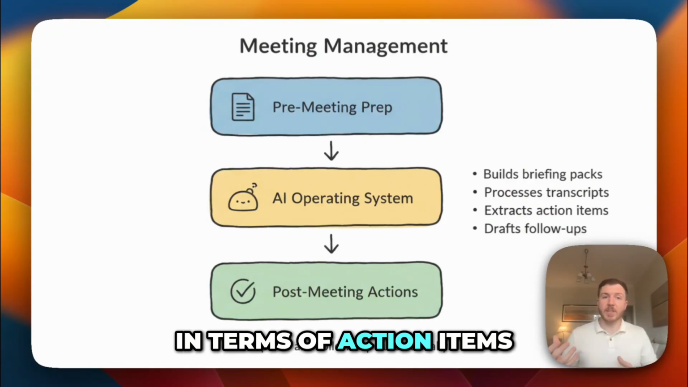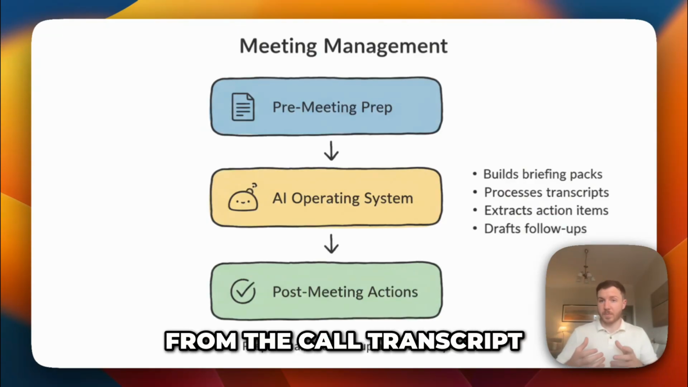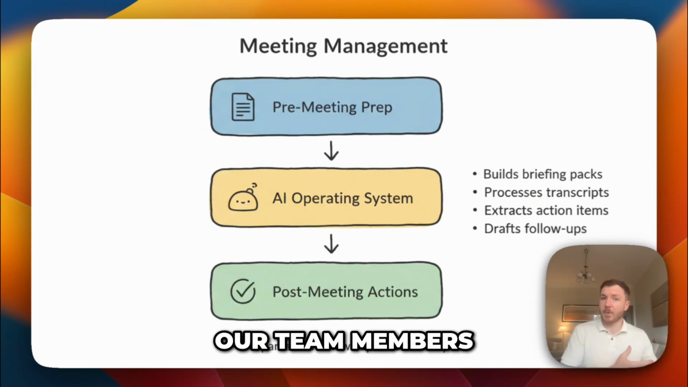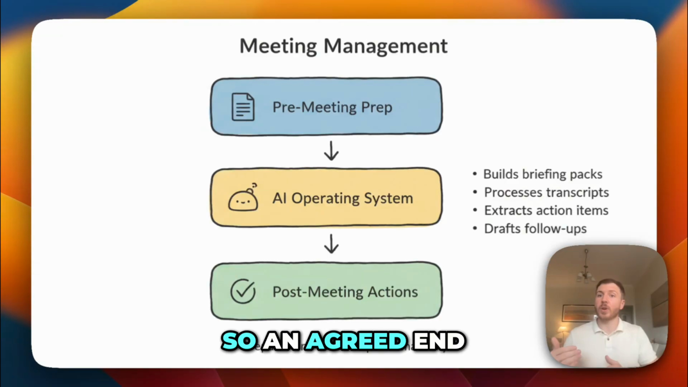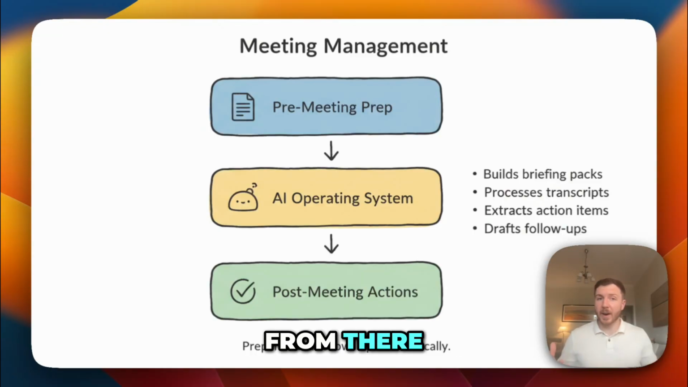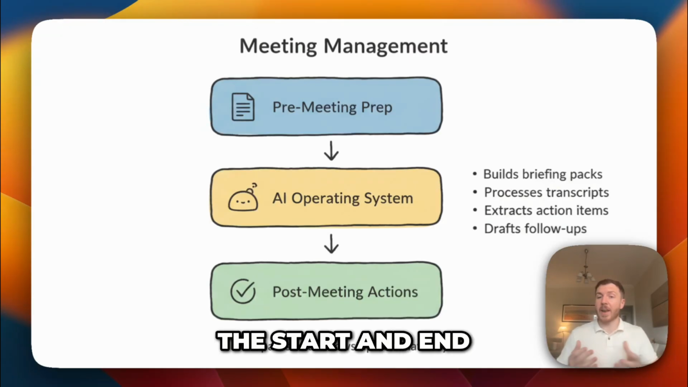In terms of action items, they are extracted from the call transcript and the system assigns an owner, whether that's one of our team members. It detects a deadline, so an agreed end date that we set on the call, and it prioritizes important tasks, so it puts them in order of priority. From there, overdue items appear in my daily briefings. So I get everything in my to-do list and a summary at the start and end of each day.